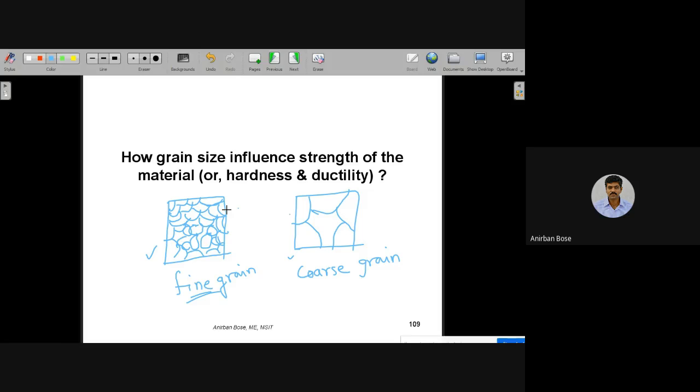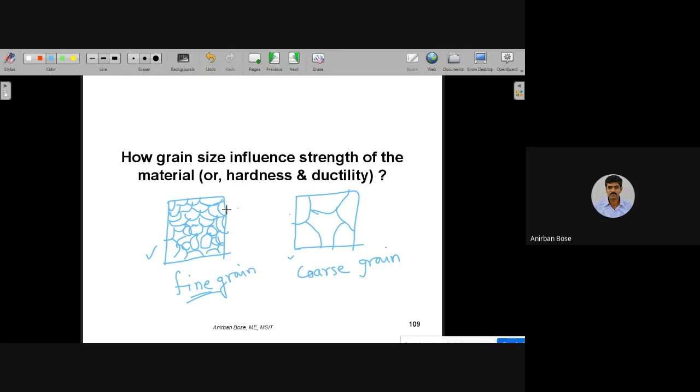Dislocation movement, you know, is interrupted by the grain boundaries. And dislocation movement is responsible for plastic deformation, because when the dislocation moves out of the crystal, permanent deformation takes place, plastic deformation takes place. So if the plastic deformation is difficult, that means the material is hard. If the plastic deformation is easy, that means the material is ductile.